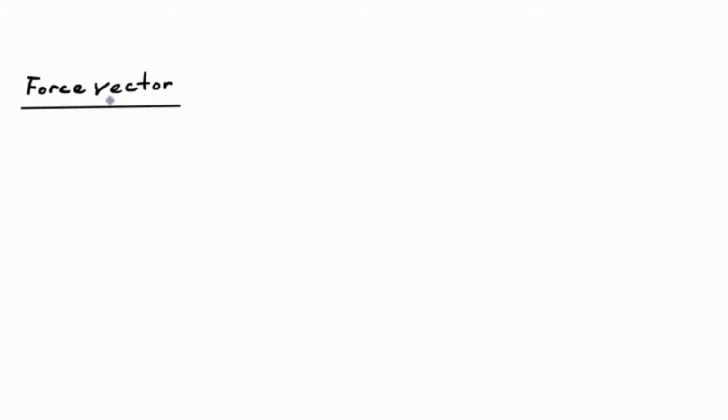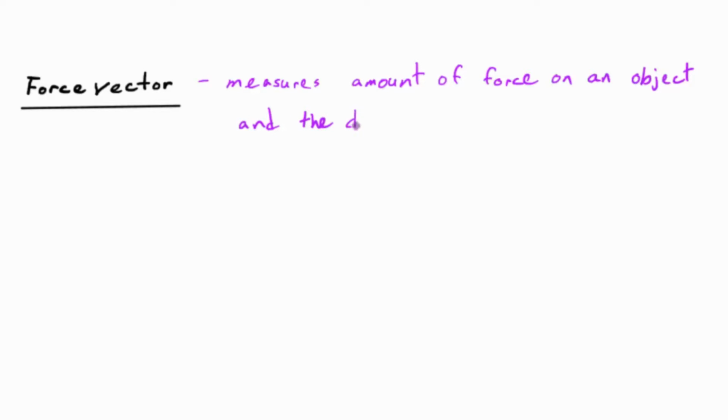Now, a force vector. Well, a force vector is going to measure the force imparted on an object and the direction in which that force is imparted, okay? So the force vector measures the amount of force on an object and the direction in which that force is imparted upon that object.